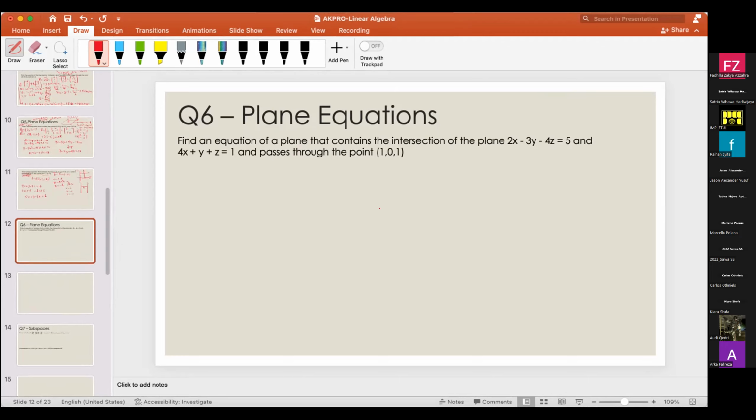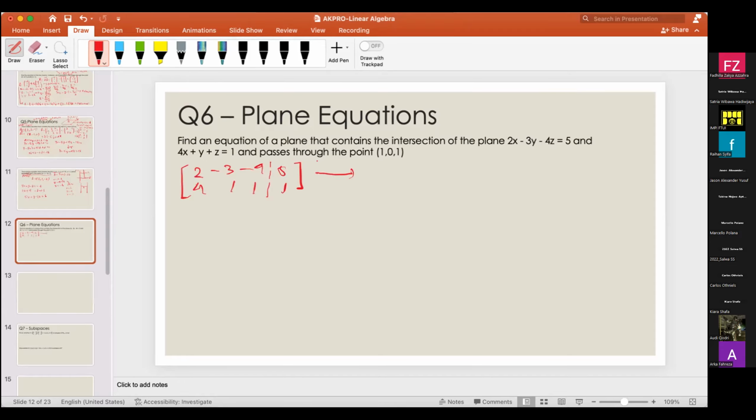So what we're going to do now is to find the line, the intersection between these two planes, which forms a line. In order to do that, we need to convert these two planes into the augmented matrix, which is like this. 2, minus 3, minus 4, 5, 4, 1, 1, 1.